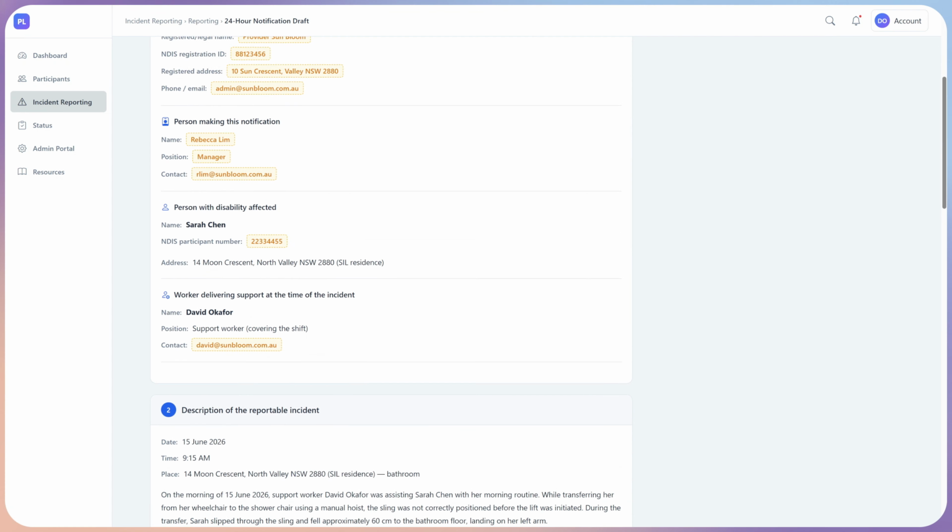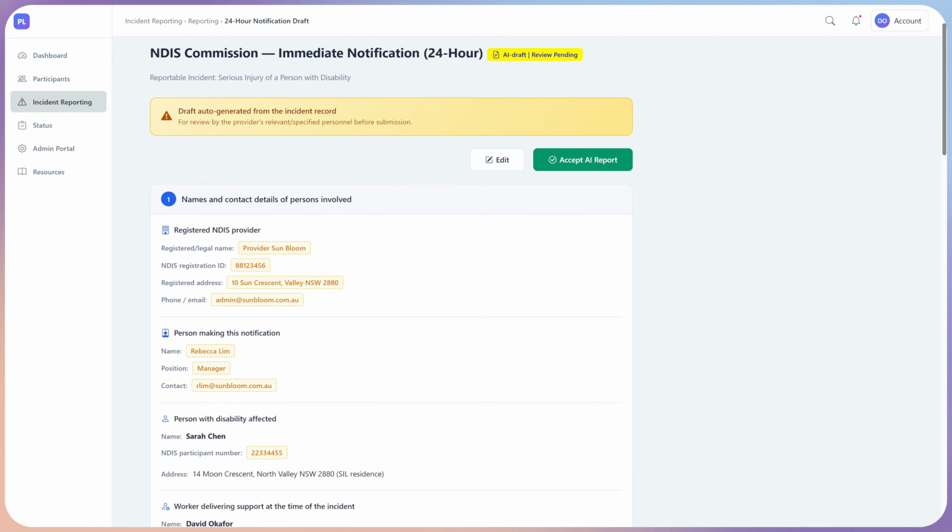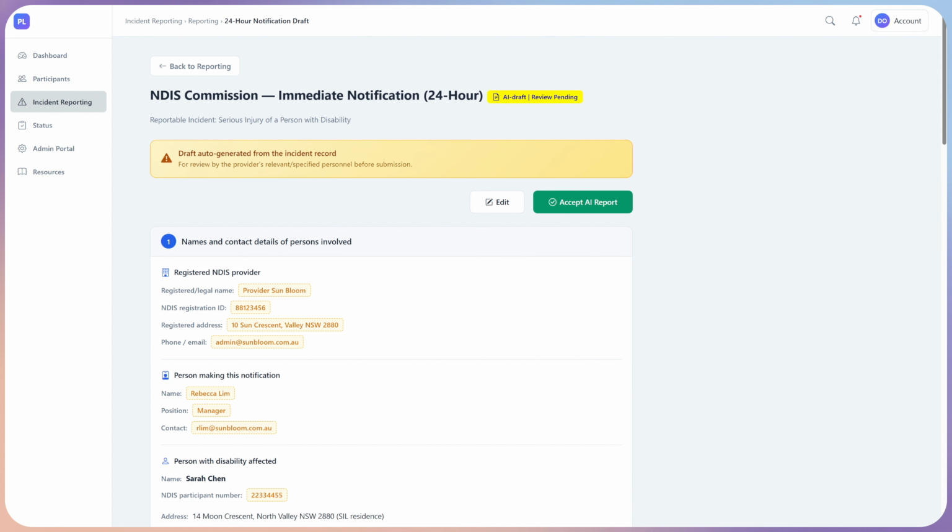In the interest of time, I won't cover this notification line by line. But the one thing to point out is that here it clearly tells us that this is an AI draft pending review. And here it says that this is for review by the provider's relevant specified personnel before submission. So using these banners and tags, the system notifies us that this content is to be reviewed by the relevant personnel. And as before, we have the edit button here that keeps us totally in control, since we can change and edit as we wish. And once we're happy, we can accept the work the AI has done for us.